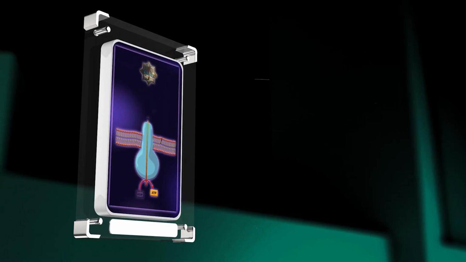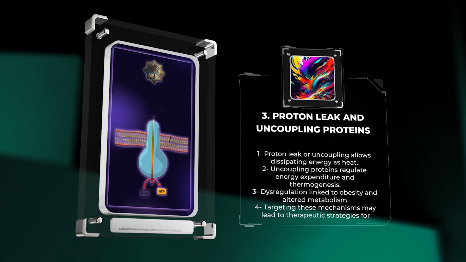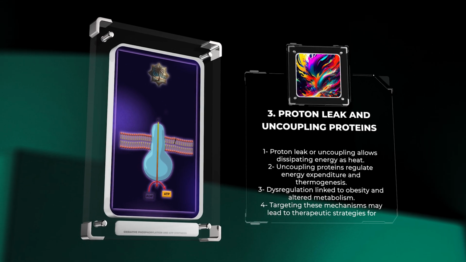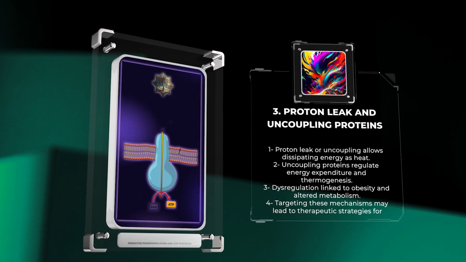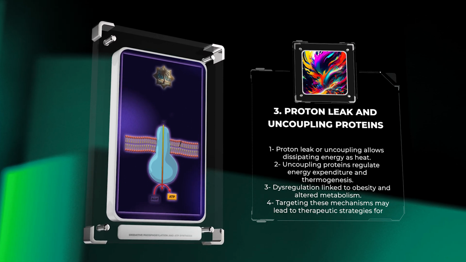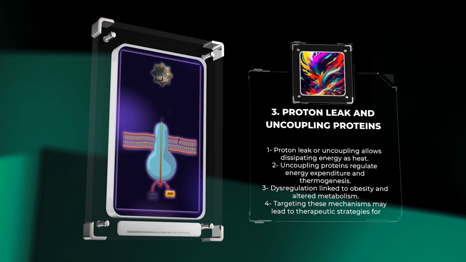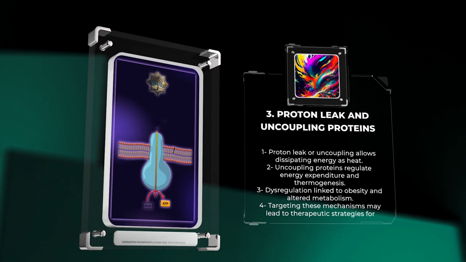Proton leak, or uncoupling, allows dissipating energy as heat instead of ATP. Uncoupling proteins, UCP1, UCP2, and UCP3, regulate energy expenditure and thermogenesis. Dysregulation is linked to obesity and altered metabolism. Targeting these mechanisms may lead to therapeutic strategies for metabolic disorders.